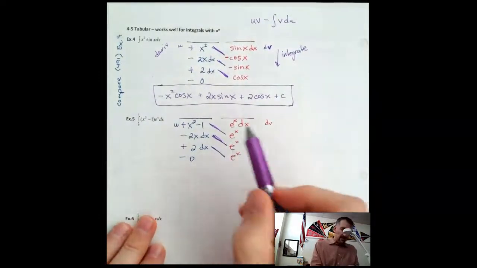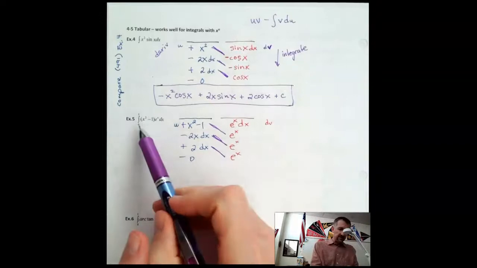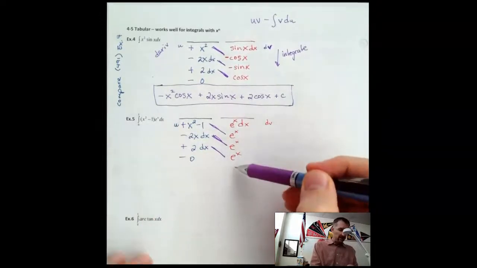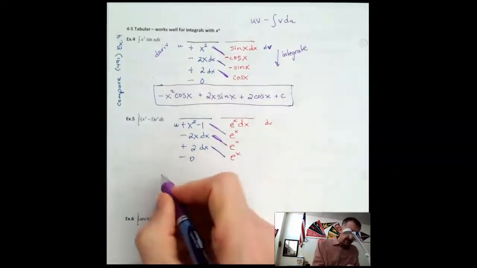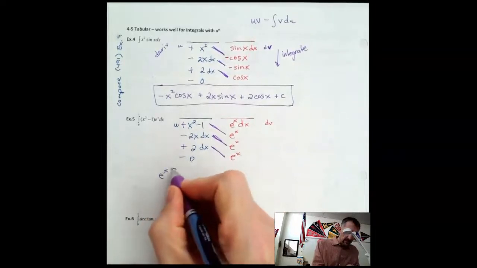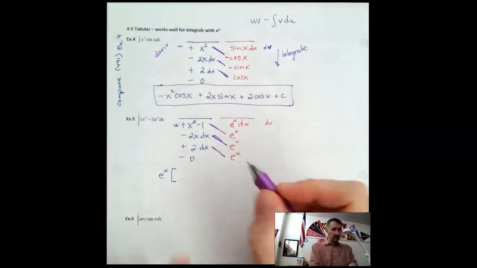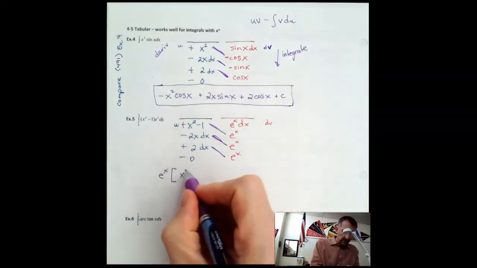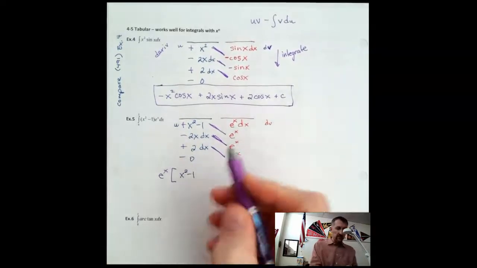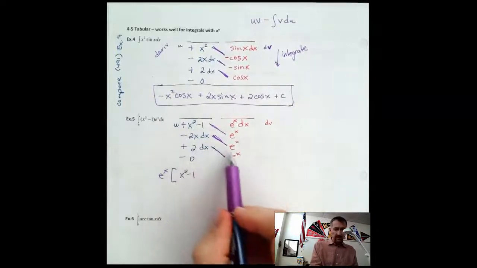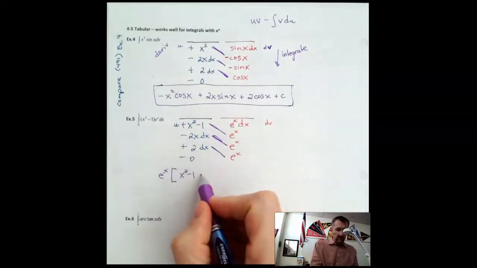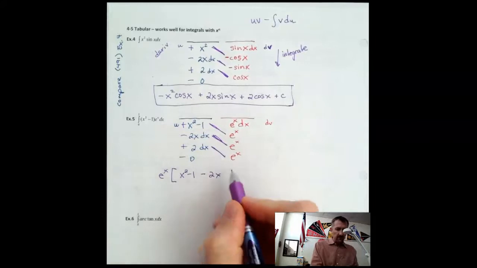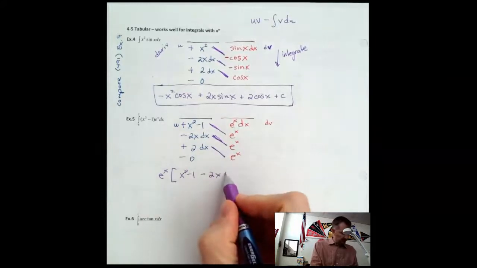So notice a couple things here. This is a definite integral, and notice how all of these have e to the x in them. So I'm going to factor that e to the x out. Okay? So we had e to the x times x squared minus 1. I could put that in parentheses if you really wanted to, but it shouldn't really matter. And then here, we're going to have minus 2x. And then here, we're going to have plus 2.